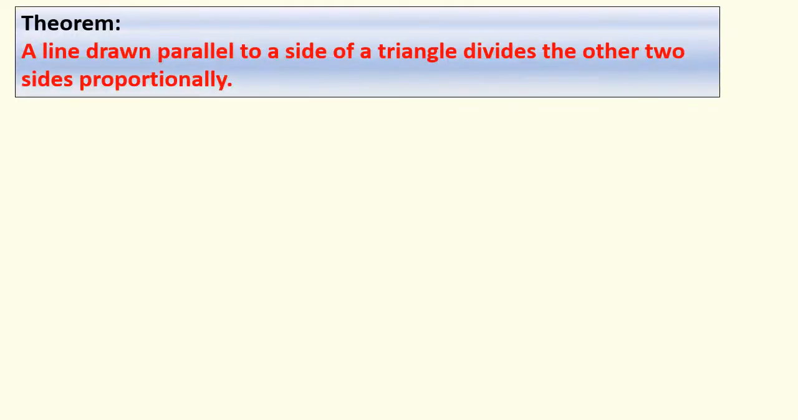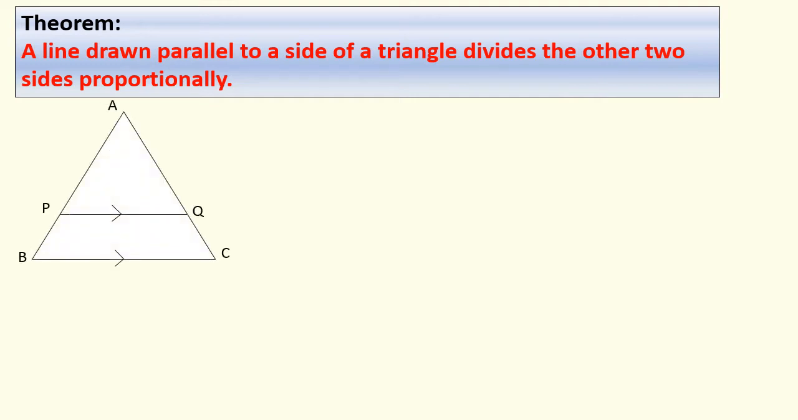Theorem: a line drawn parallel to a side of a triangle divides the other two sides proportionally. This is the first theorem related to the chapter. Once again, the theorem: a line drawn parallel to a side of a triangle divides the other two sides proportionally. Let's try to identify this theorem using a diagram.